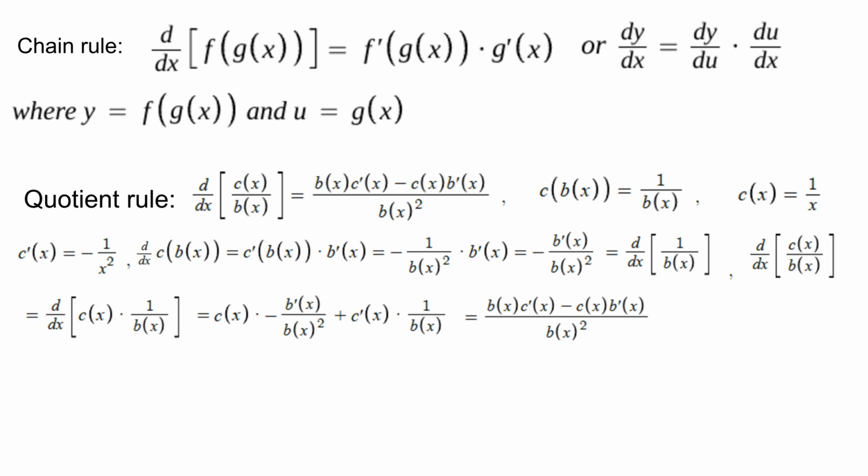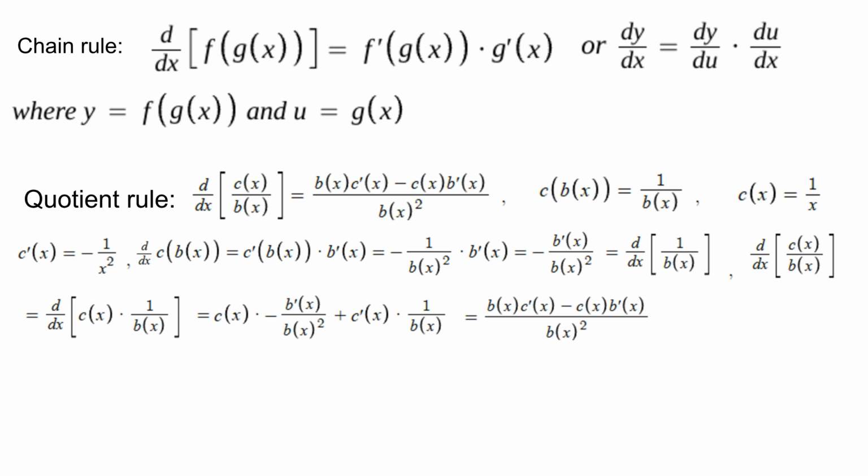This last rule is called the quotient rule, which I can show using algebra. The quotient rule represents the derivative of a function over another function. In this example, c will be the first function and b will be the second function, which equals the second function multiplied by the prime of the first function, take away the first function multiplied by the second function's prime, which is all over the second function squared.